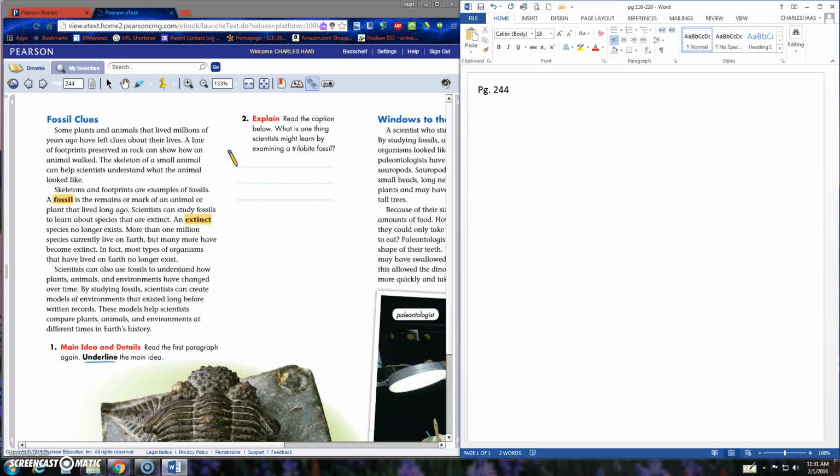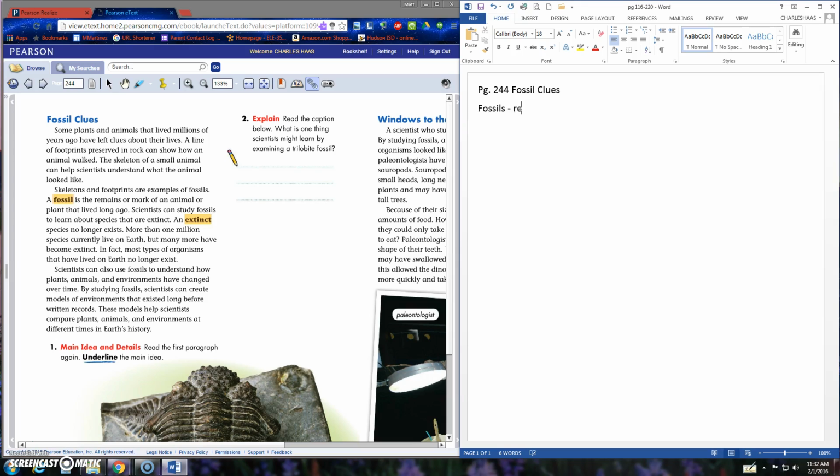We're looking at fossil clues. Some plants and animals that lived millions of years ago have left clues about their lives. A line of footprints preserved in rock can show how an animal walked. The skeleton of a small animal can help scientists understand what the animal looks like. Skeletons and footprints are examples of fossils.